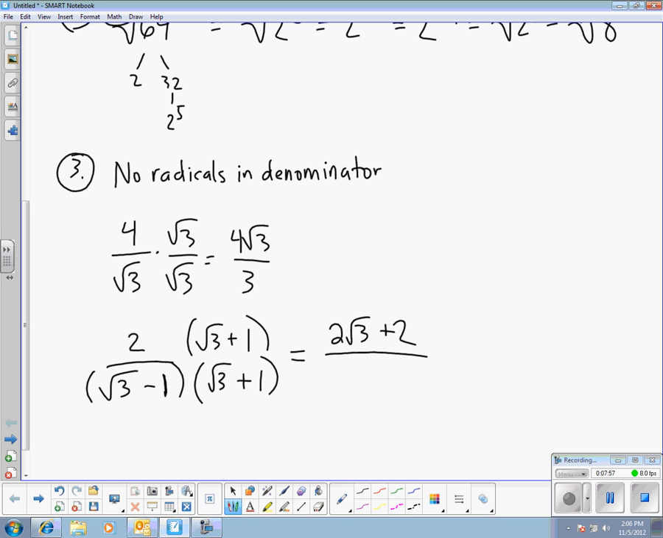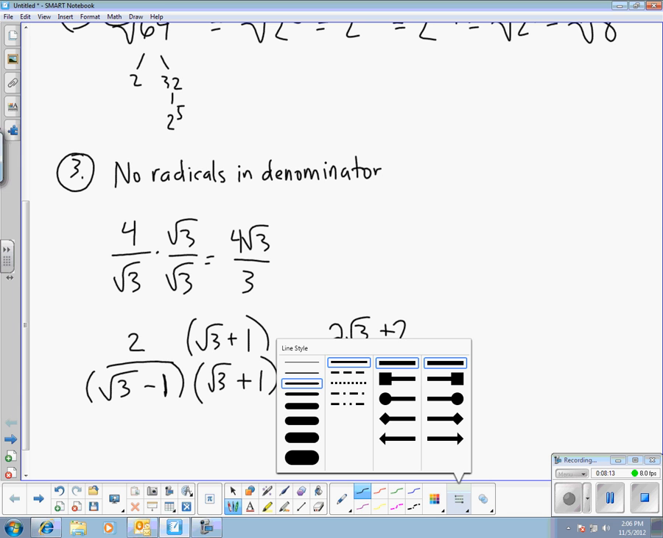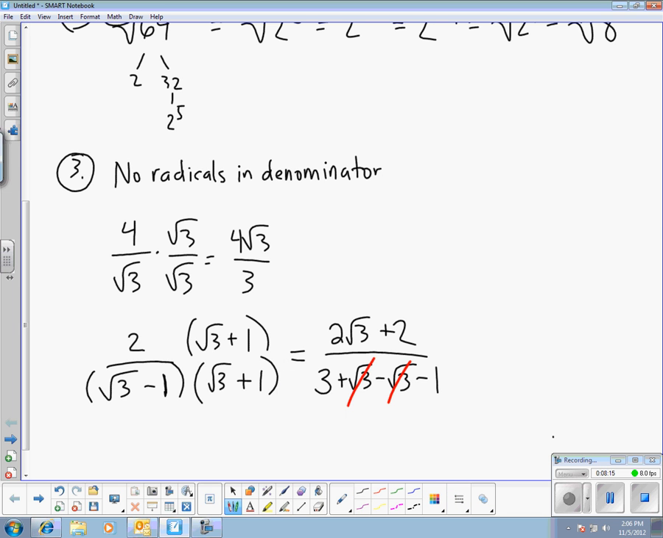And I do the square root of 3 times the square root of 3 is 3. Square root of 3 times 1 is positive square root of 3. Negative 1 times the square root of 3. See what happens there. And minus 1. And, lucky for us, those two are going to go away. And we end up with 2 times the square root of 3 plus 2 over 3 minus 1, which is 2. And if I can, I'm going to simplify this to the square root of 3 plus 1 over 1. I'll just leave that 1 on the bottom out.